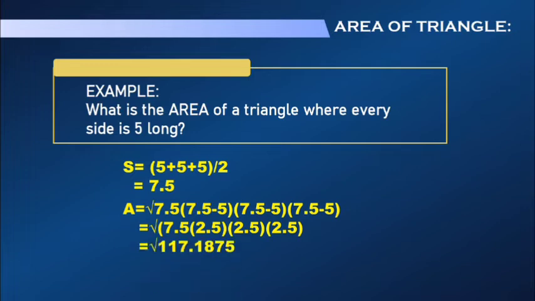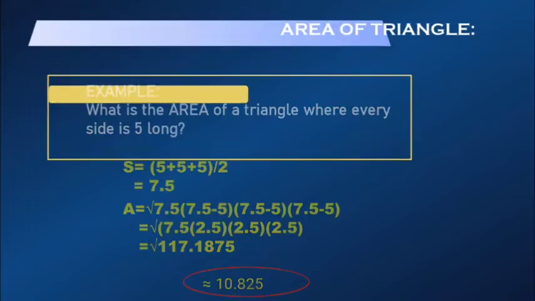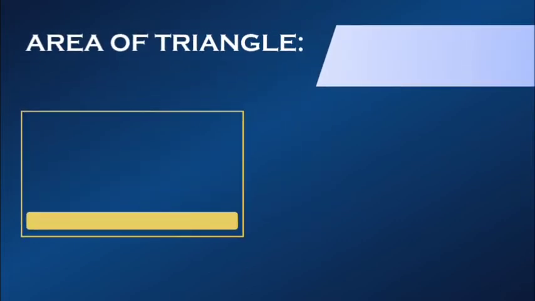Simplify again. That would be the square root of 117.1875. And the square root of 117.1875 is 10.825. So therefore, the area of this triangle is 10.825.